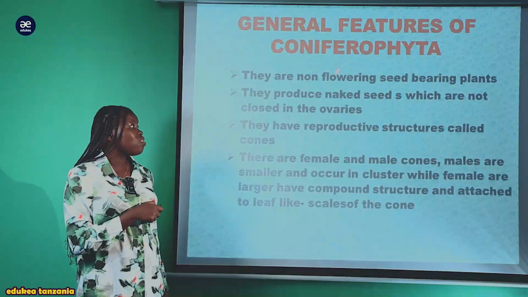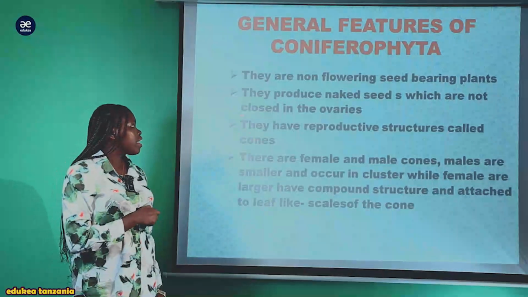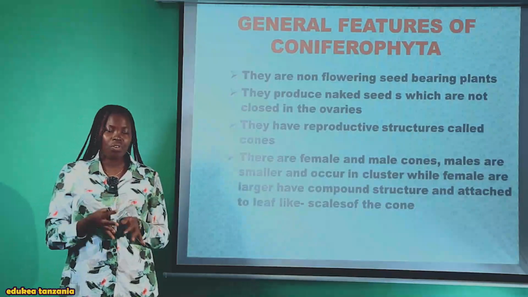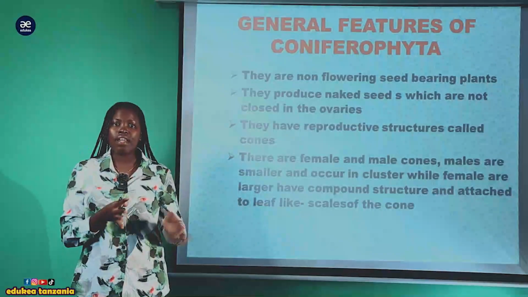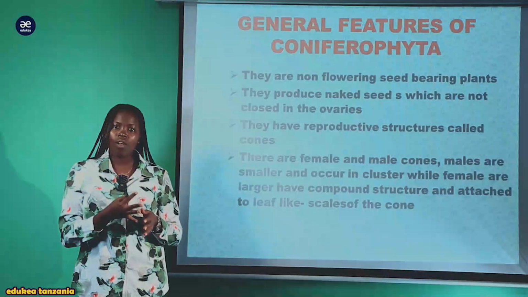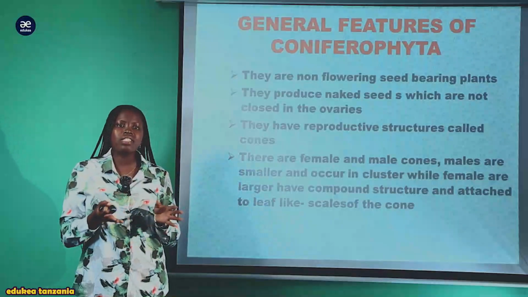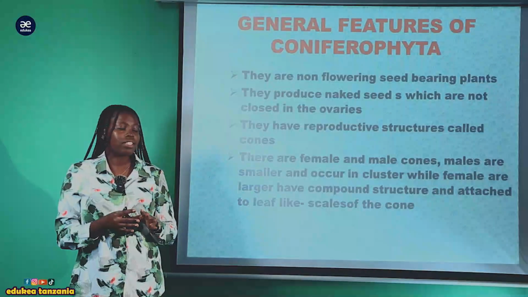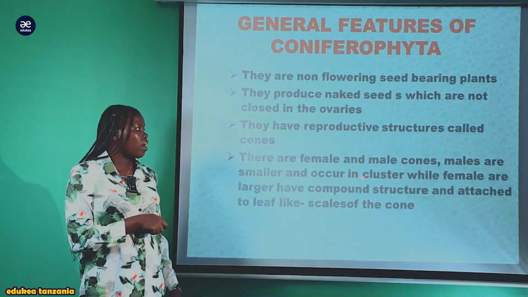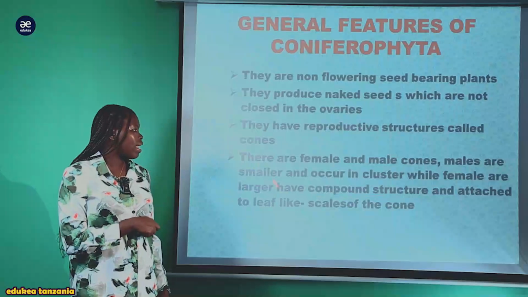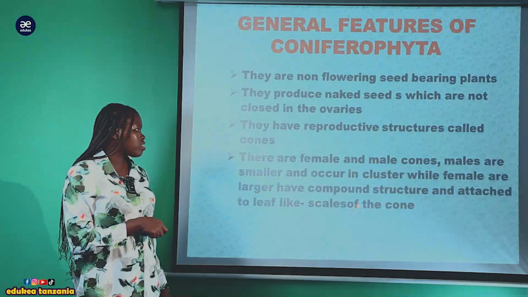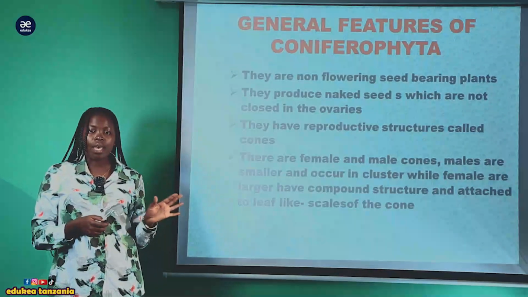Also, they have reproductive structures called cones. The reproductive structures differ depending on the species, either male or female. Normally, the male cones appear in clusters. There are female and male cones, and the males are smaller and occur in clusters, while females are larger and have a compound structure and are attached to leaf-like scales of the cone. So this type of cone tree differs depending on whether it is male or female.